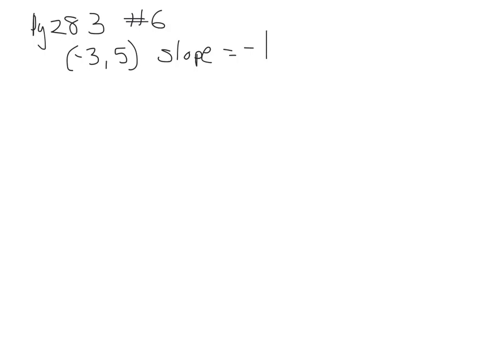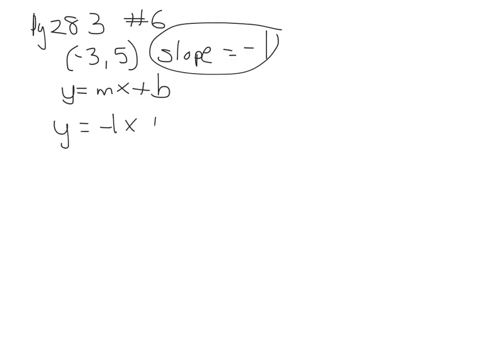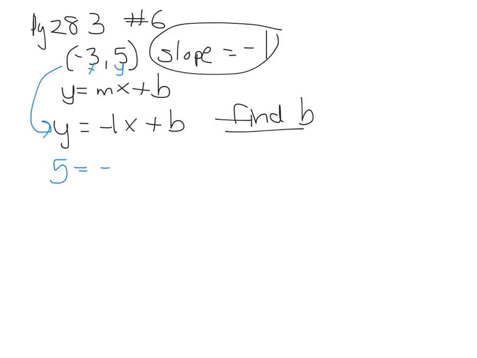So I'm going to do the same thing I did in the last problem, starting out with y equals mx plus b. I can substitute in, knowing that m equals -1, and my job is always going to be to find what b is. And to do it in this equation, since I'm given the point (-3, 5), that will be my x and my y in this equation. So I'll have 5 equals -1 times -3 plus b.